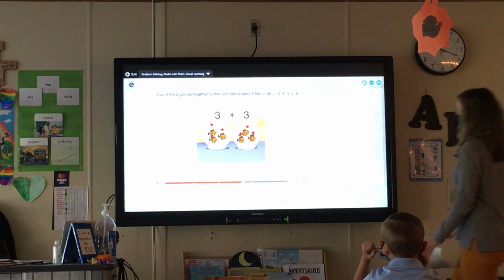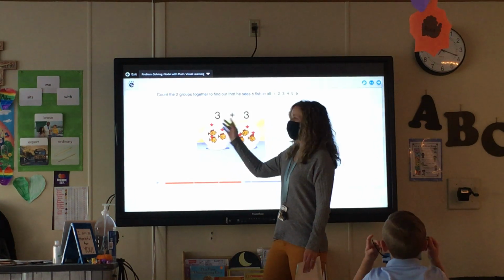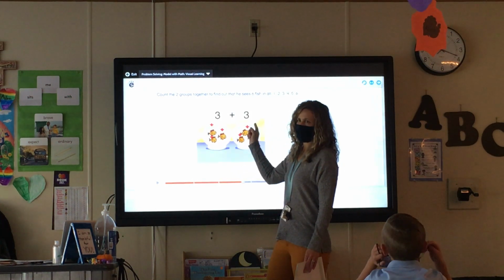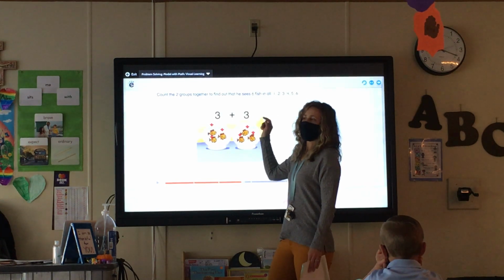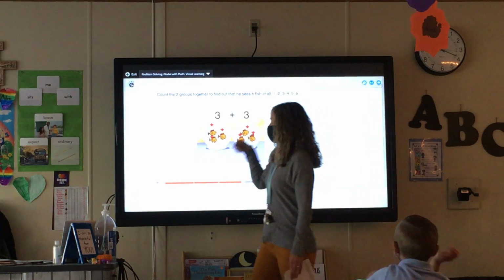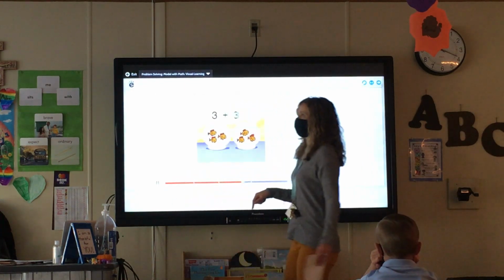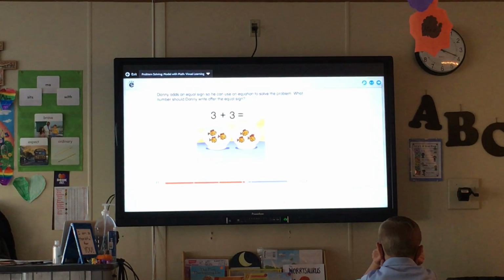All right, we see that. Let's read this together. 3 plus 3. What symbol will we use next then, Riley? Equals, and then we said it would equal what, everyone? 6. Danny adds an equal sign so he can use an equation to solve the problem. What number should Danny write after the equal sign? 6.